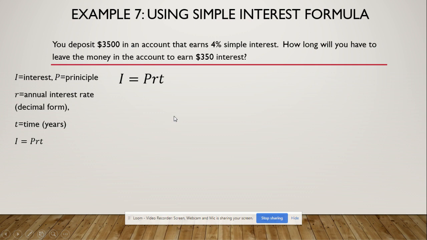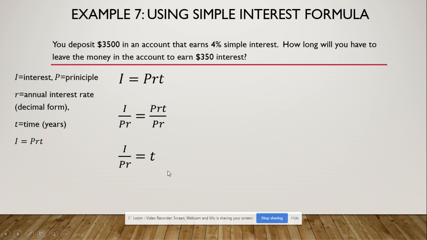So we want to solve for t. Now we're multiplying t by PR. Divide both sides by PR. P over P is 1. R over R is 1. So we've got time is equal to the interest over the principal times the rate.